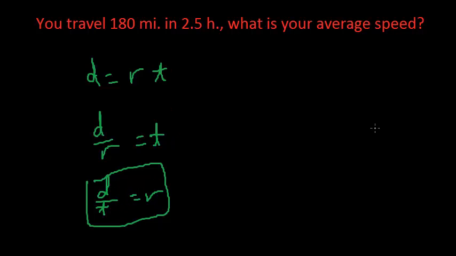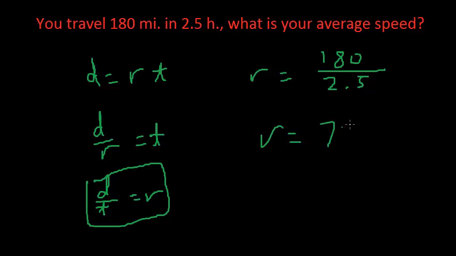So let's go ahead and give that a shot. That means my rate is equal to the distance I traveled, 180 miles, divided by how long I traveled, 2.5 hours. So my rate then is 72, and that's miles per hour. In problems like this, you'll always be given one of those three pieces, either distance, rate, or time. You just plug in the two pieces that you're given and solve for the remaining variable.